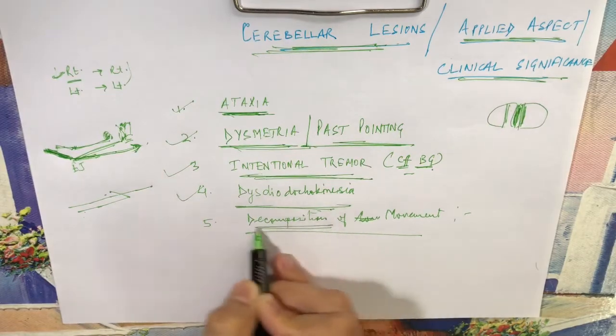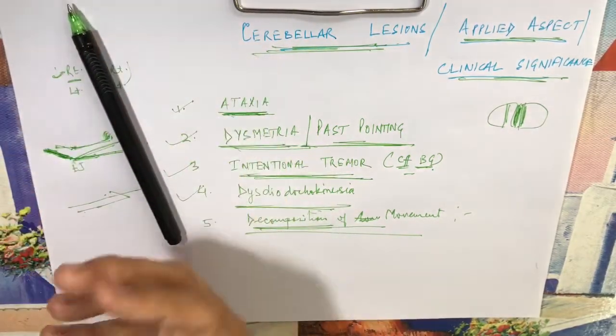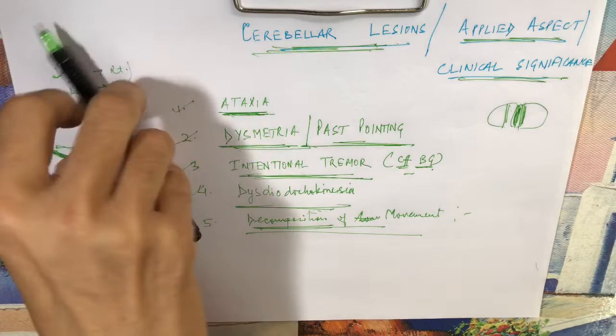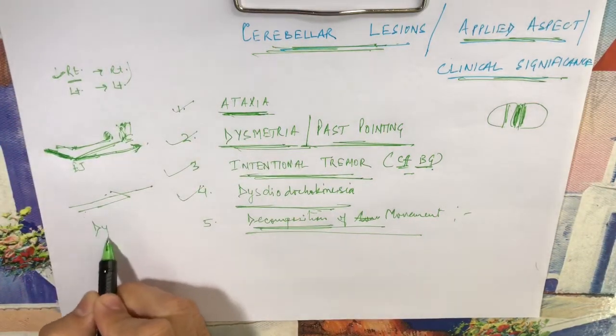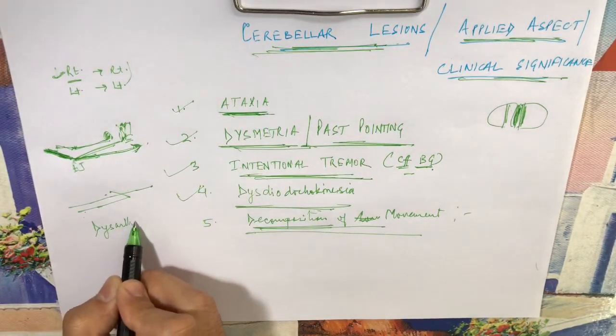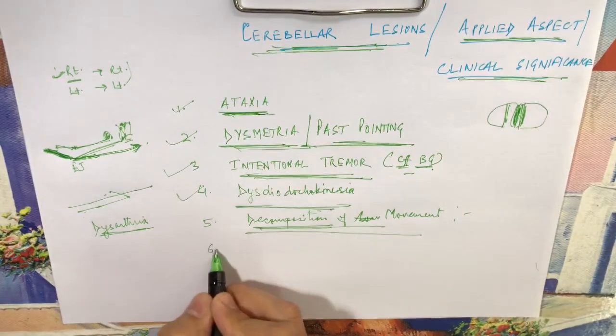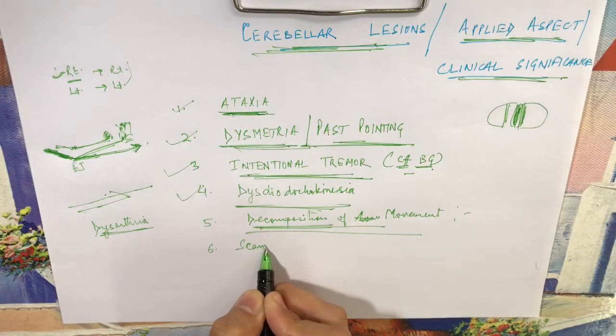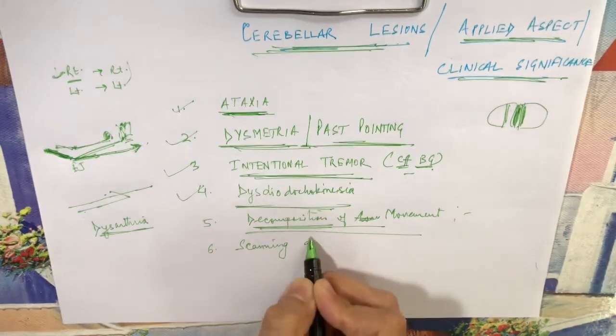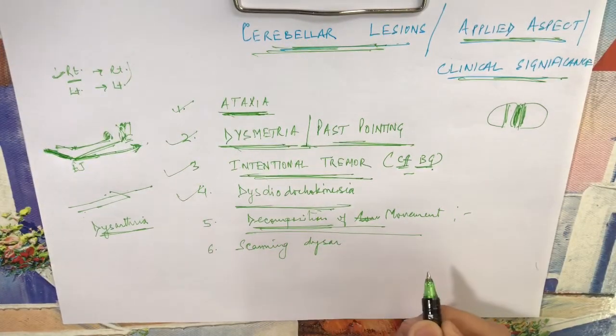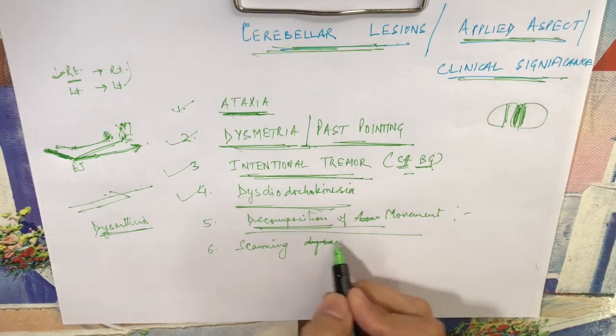Similarly, not only in performing the motor movement, also the motor movement with the vocal cord is affected, that is called dysarthria, or decomposition of the movement, or scanning dysarthria. We can call it scanning speech, scanning dysarthria, scanning speech, right.